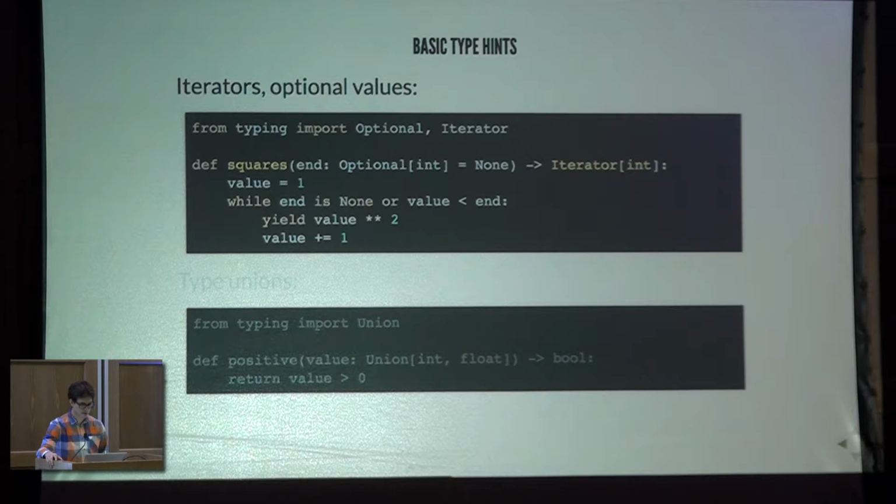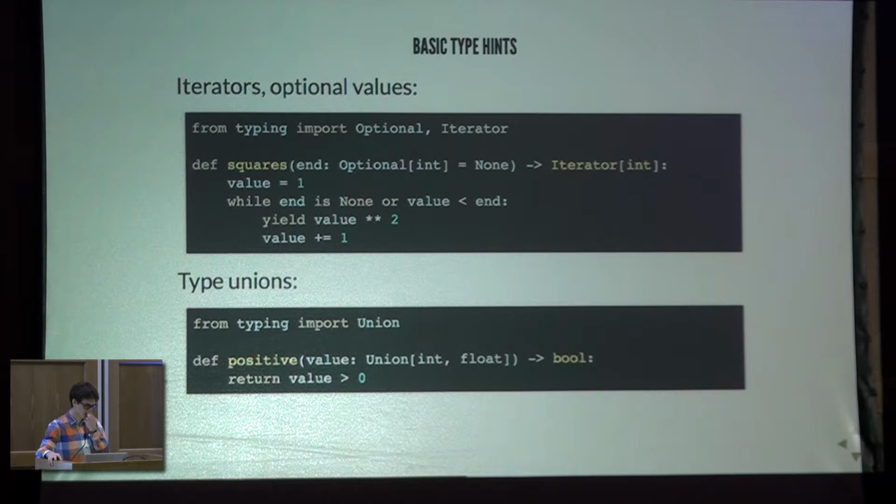So there's a few more advanced things like iterators and optional values. So here's an example of a function that generates squares like 1, 4, 9, 16, 25. And you can provide an end, in which case it just generates the first n values, or otherwise it yields an infinite iterator. And again, that's exactly what's annotated here, by using these Optional and Iterator constructs. And note that the square brackets are basically like angle brackets in C++, so that's your template argument.